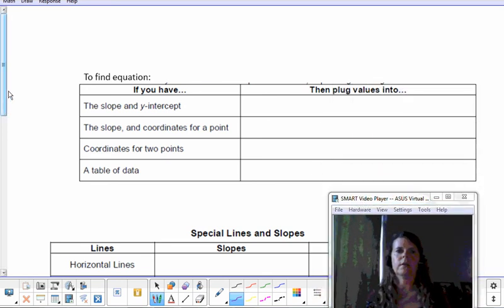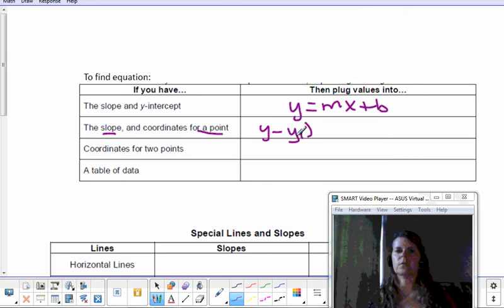Okay, now this one, equations. Which equation are we going to use? If we have the slope and the y-intercept, hopefully you're saying, okay, the equation we're going to use is the slope-intercept form. If you have the slope and a point, point-slope. This is from the first page of notes, where this is a number.